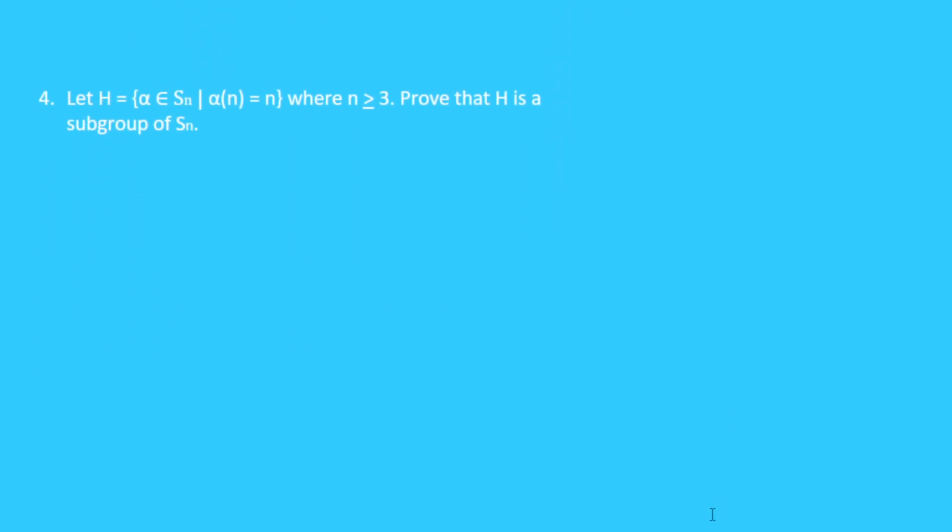All right, problem 4. We have H is the set of alpha, which is an element of Sn, such that alpha of n equals n, where n is greater than or equal to 3. So we are asked to prove that H is a subgroup of Sn. Well, let's write out our proof strategy for how we're going to do this.